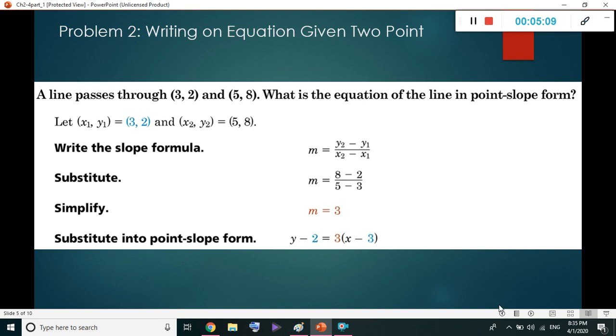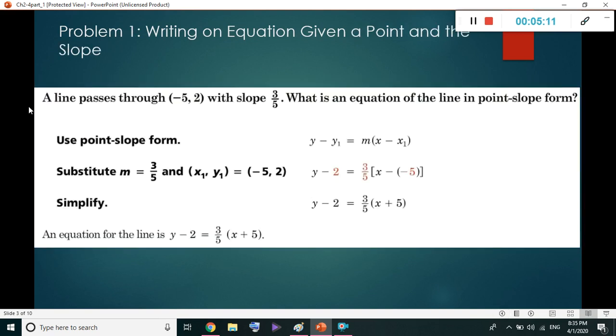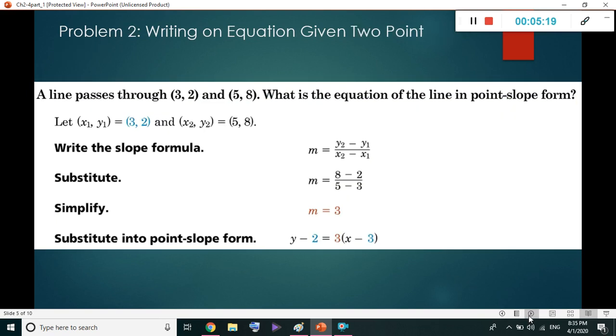So again, in the previous problem, the idea was that if they gave us a point and a slope, we just substitute directly into the equation. But here they gave us 2 points, no slope. So first of all, we're going to find the slope, then we're going to substitute the numbers. So a line passes through these 2 points. What is the equation of the line in the point slope form?